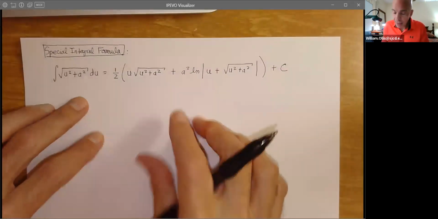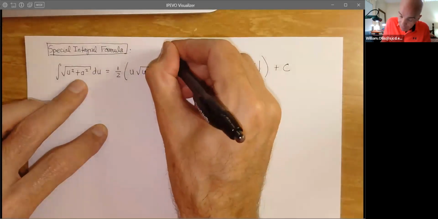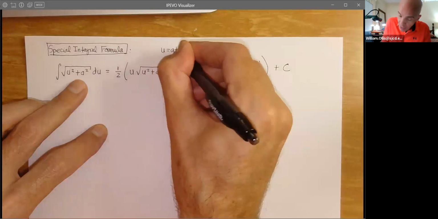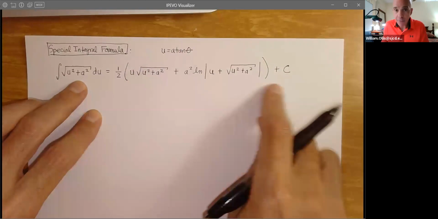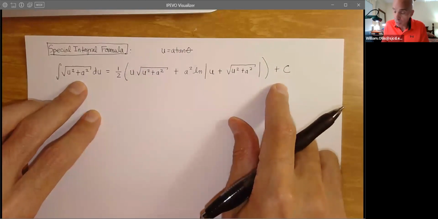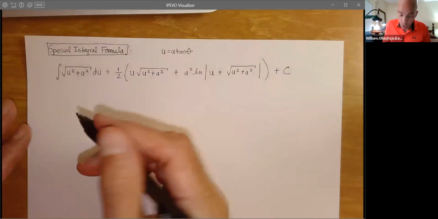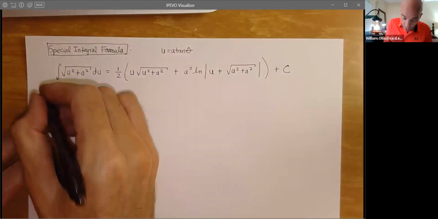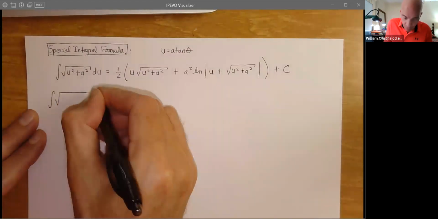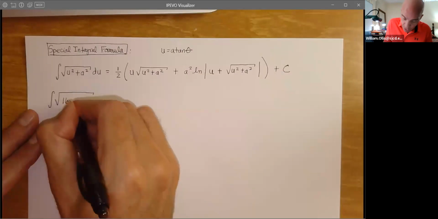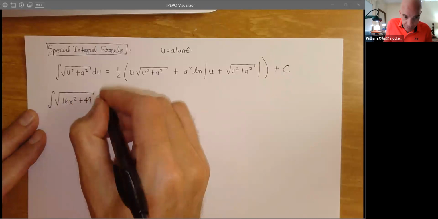If we applied the substitution, in this case u equals a tangent theta, through trig substitution, we could derive this formula, as you'll see in my lecture notes. Now, with that, we can actually compute the following integral from your homework. You're asked to compute the integral of the square root of 16x squared plus 49 dx.